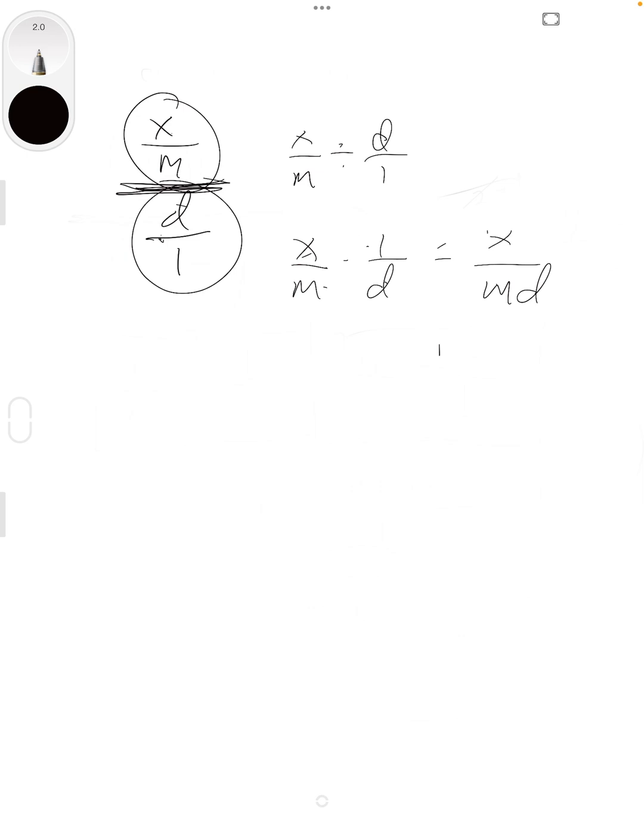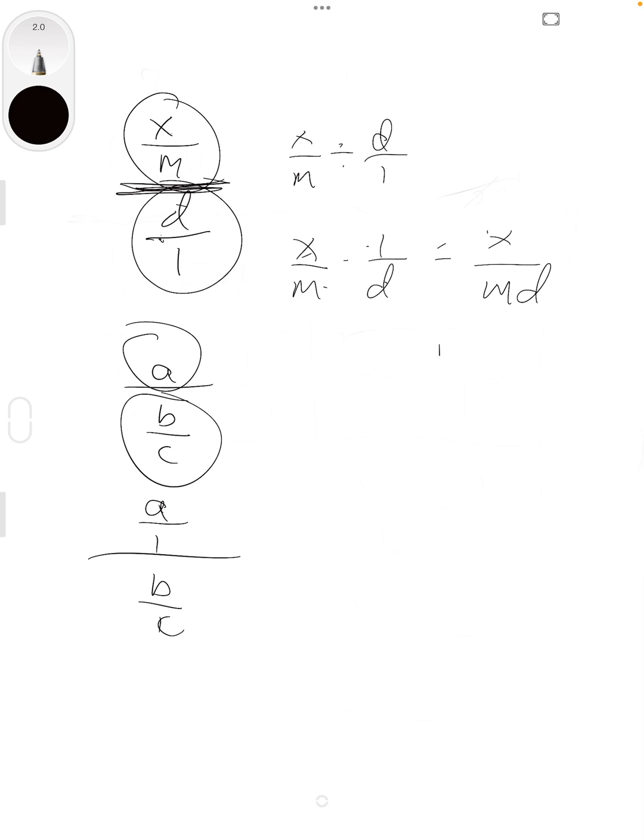So if you see something by itself, whether it's like a over b divided by c, well, think of it as a over 1 divided by b over c. So if either the numerator or the denominator are solo, make it just over 1, and then use the same process. So that's lesson number 55.